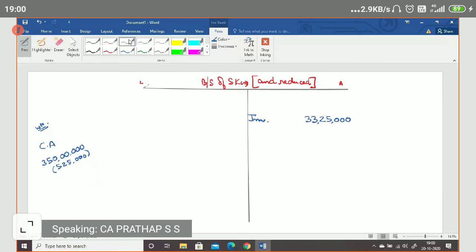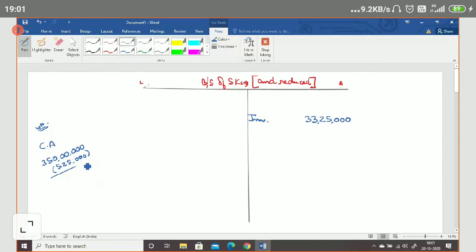Minus 525, 34, 47, 500. So better like this: 344 lakhs, like that. This is better. Okay. 344 lakhs, like that. Then you want 344 lakhs 75,000.